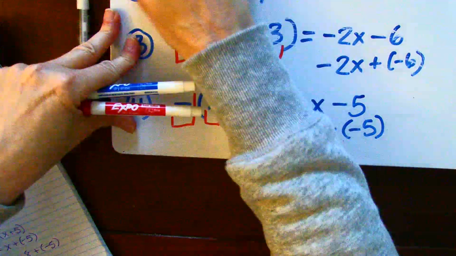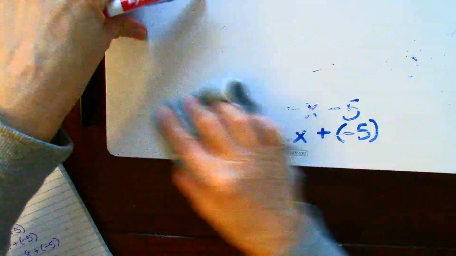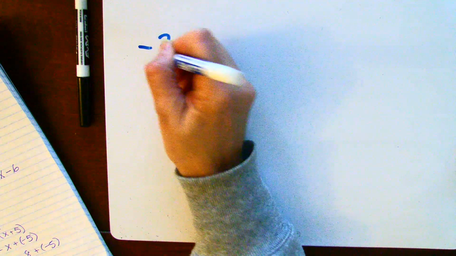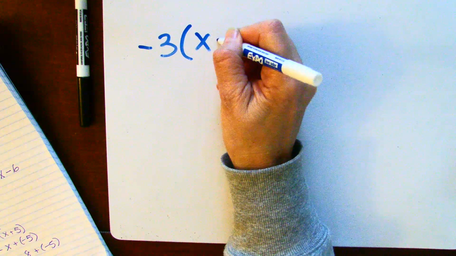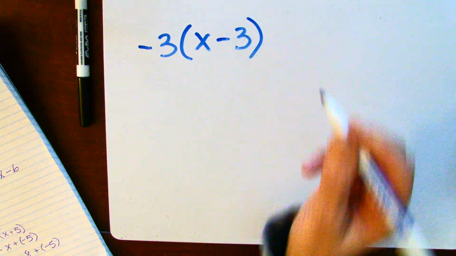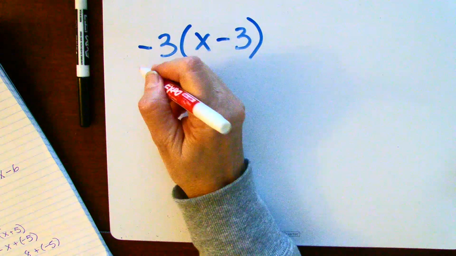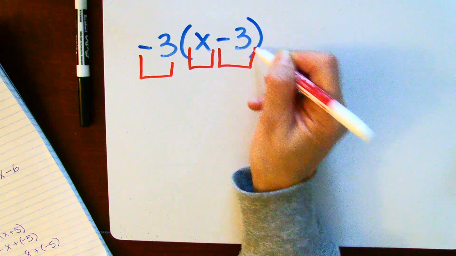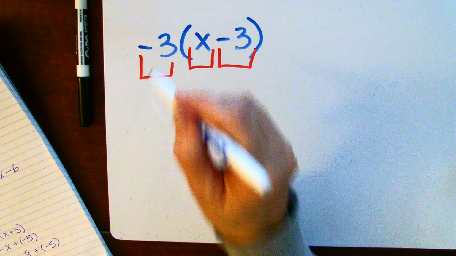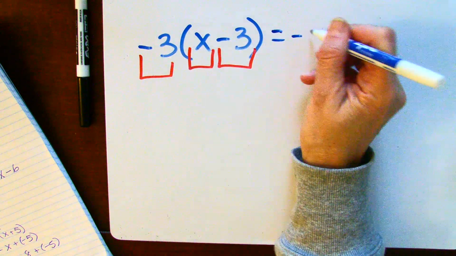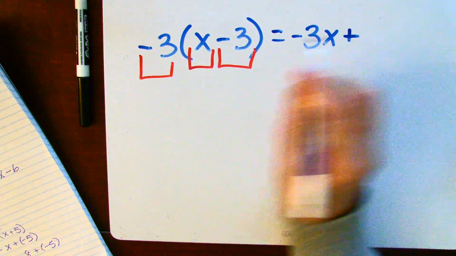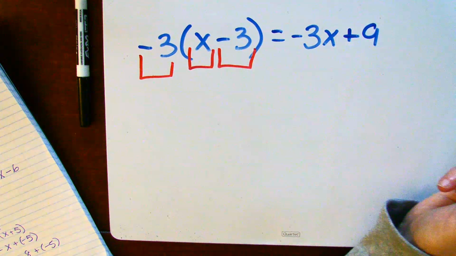Let's do another one like that, but with a subtraction problem within the parentheses. Here we have negative 3 times the quantity of x minus 3. We have a negative factor, and we're going to multiply that to a positive x and a negative 3. So negative 3 times x is negative 3x. Negative times a negative is a positive. 3 times 3 is 9.